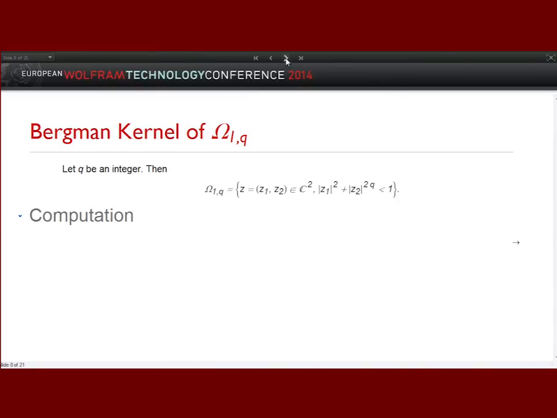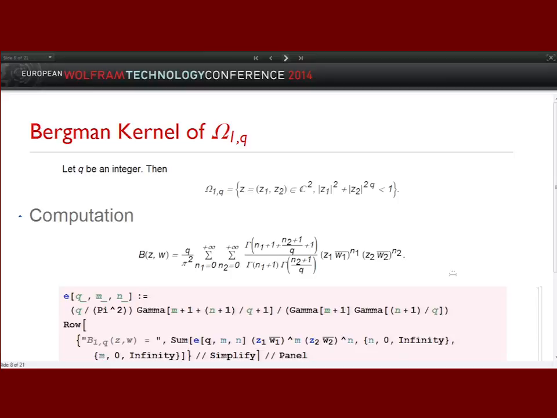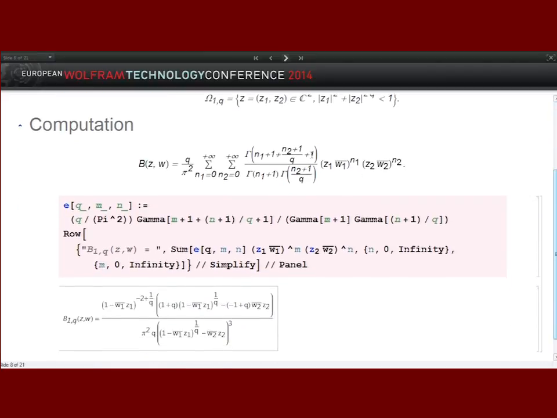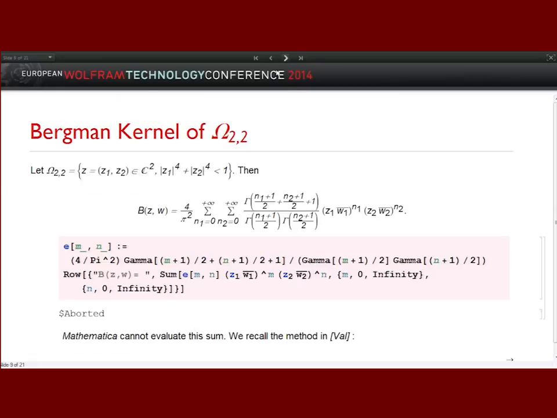I first consider the case when p equals 1 and q is an integer. In this case, I start with the power expansion like that, and the computation is direct, and I obtain this formula. But if I want to do the same thing for the domain omega 2, 2, which is given by this formula, Mathematica cannot evaluate this term. So we have to recall the method in Valencourt.